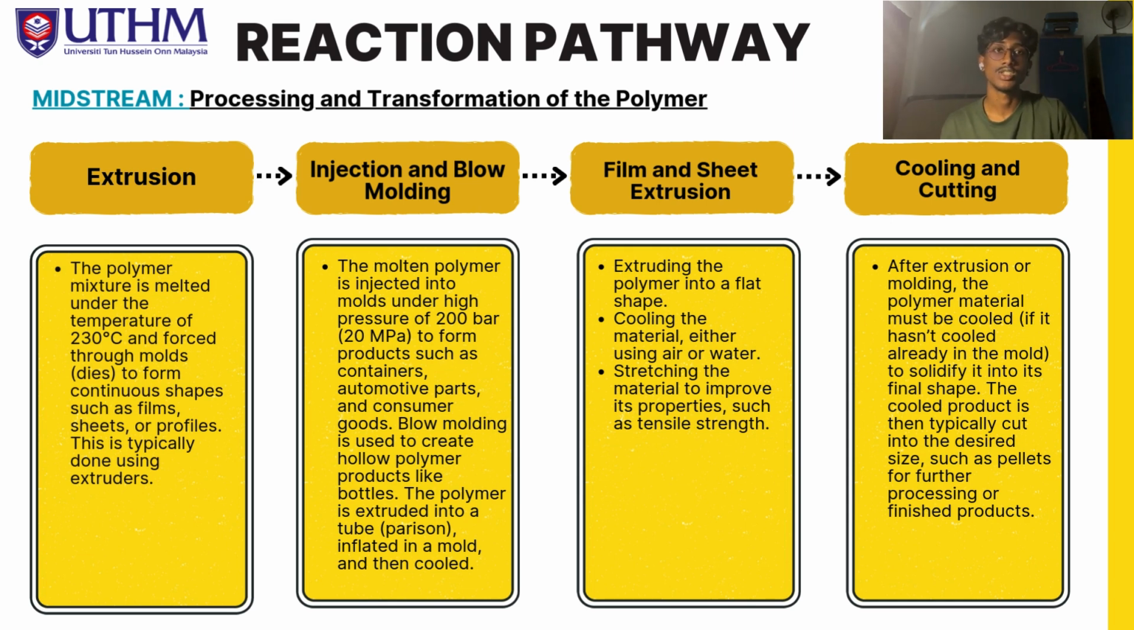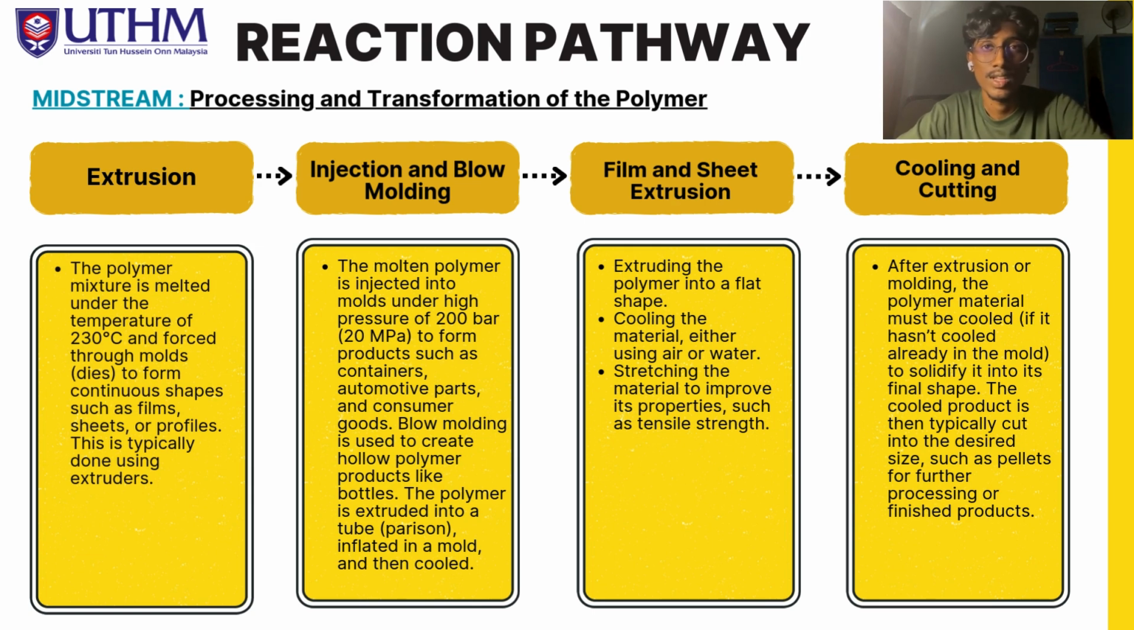The second step is injection and blow molding, where the molten polymer is injected into molds under a high pressure of 200 bar, which is 200 megapascal, to form products such as containers, automotive parts, and consumer goods. On the other hand, blow molding is used to create hollow polymer products like bottles. The polymer is extruded into a tube, also known as a parison, which is then inflated in a mold and then cooled.